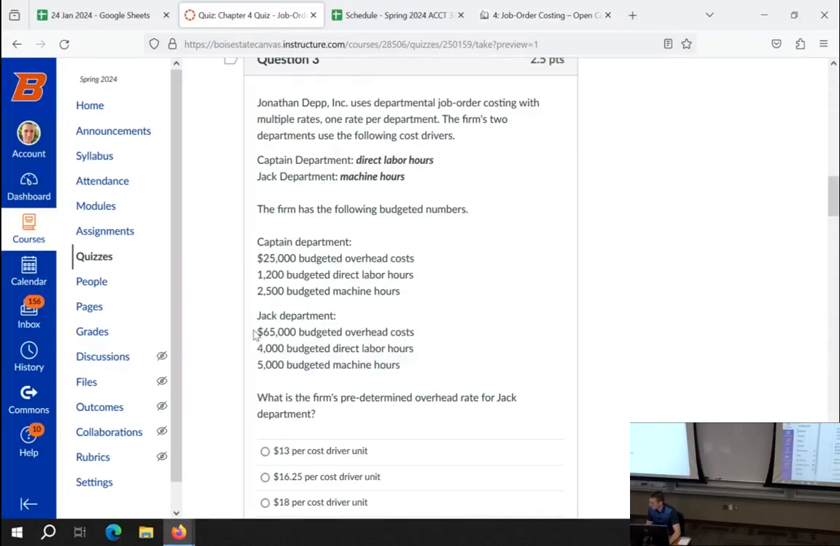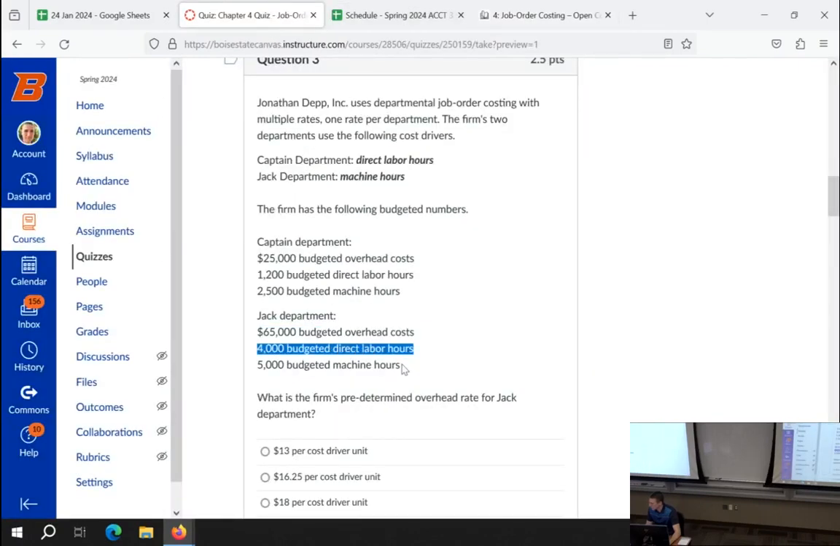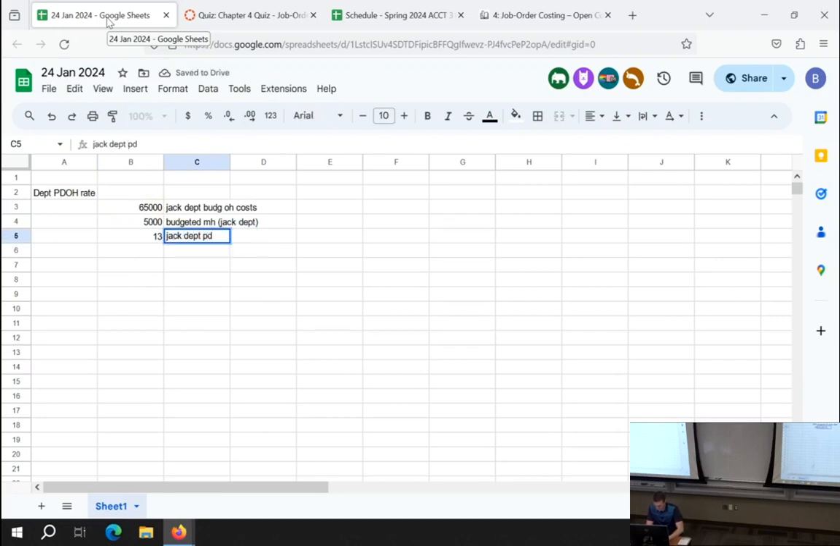So we're looking for the Jack Department PDOH. We're going to take this numerator right here, budgeted overhead costs, that matches budgeted overhead for that department, over one of these two. What's Jack Department's cost driver? Machine hours. Thank you. So we're going to put it over the 5,000 machine hours. So this is our departmental PDOH rate problem. We have 65,000 Jack Department budgeted overhead costs. We have 5,000 budgeted machine hours for the Jack Department. Simply divide them. Look, nice. Jack Department PDOH rate, predetermined overhead rate. And that's as far as this question is asking you to go.